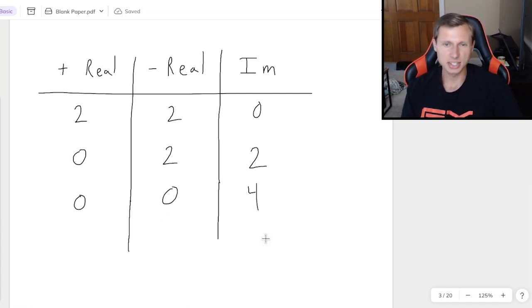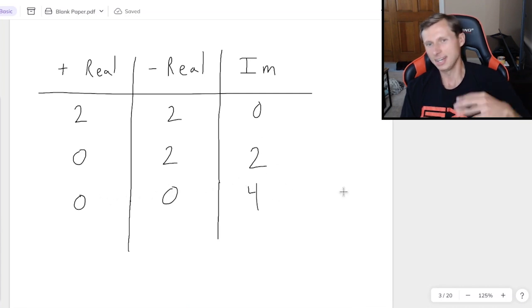So what the heck did I just do? One at a time, I just subtracted 2 from either the positive or the negative side, and whichever one I subtracted from, it goes to the imaginary side. So that these columns will always add up to 4. In other words, 2 plus 2 plus 0 is 4, 0 plus 2 plus 2 is 4, 0 plus 0 plus 4 is 4, and that's it.